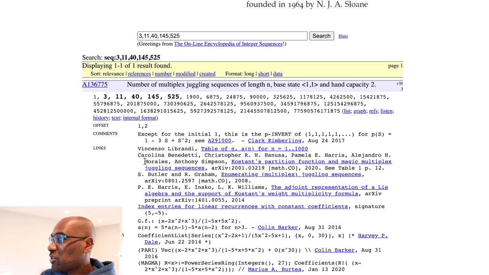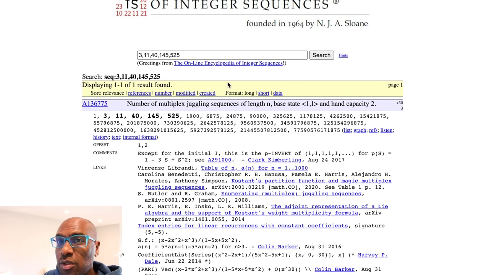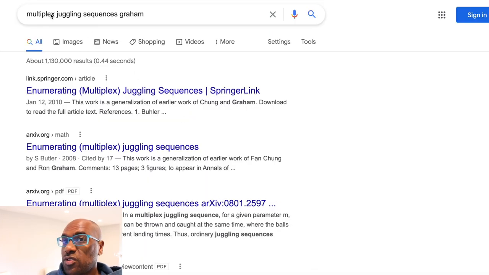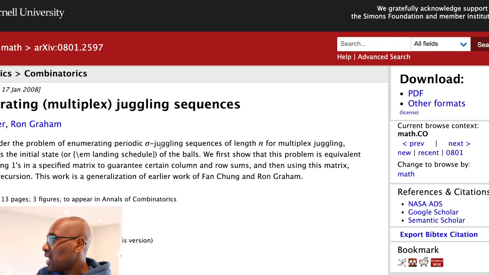So somehow there's some relationship between the stuff that we were doing, which had to do with Lie algebras, and these juggling sequences of a certain type. So we thought in order to understand the combinatorics of what's going on with our stuff, we should go ahead and look at the paper that talks about these multiplex juggling sequences.